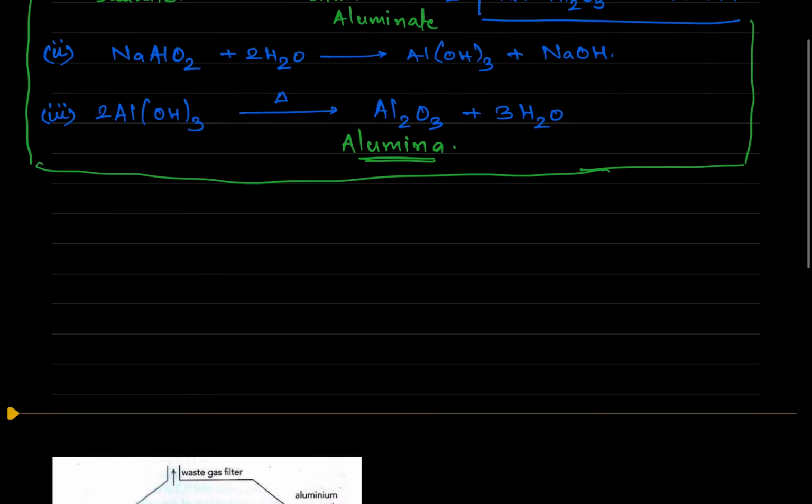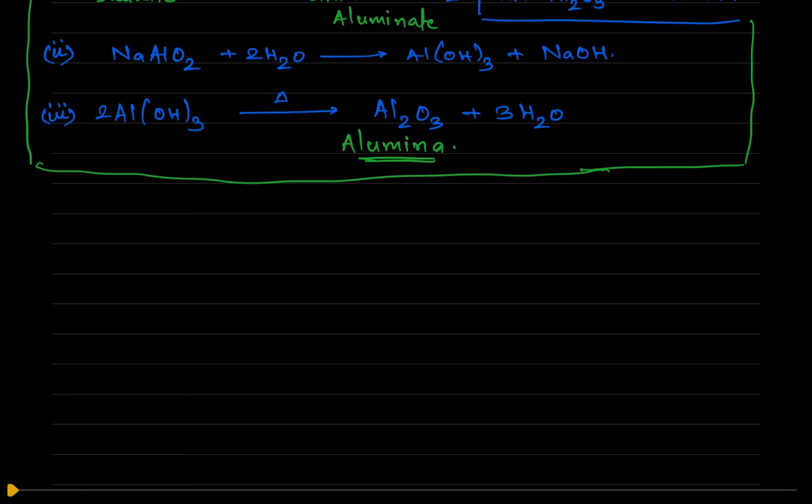Further, let's see. Now there are a few problems when I come to extraction of aluminium from alumina. What is the first problem? The first and the most major problem over here is that Al₂O₃ has a very high melting point, of around 2030 degrees Celsius. This is absolutely a very high melting point.